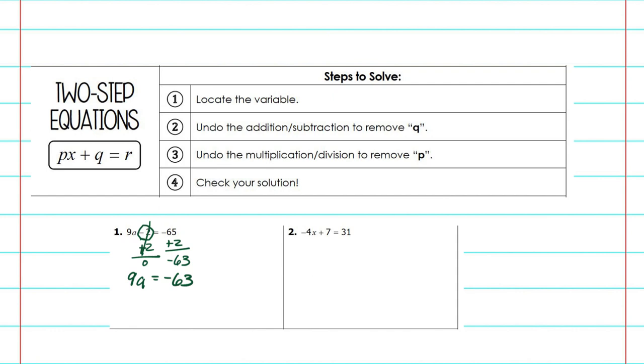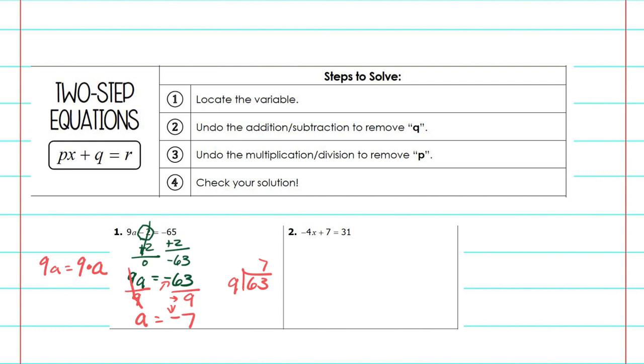Now I need to get a all by itself. 9 is connected to a by multiplication. So remember, if I see something like 9a, it really means 9 times a, okay? So to get a by itself, I'm going to divide both sides by 9, because whatever I do to one side, I must do to the other. That will cancel out. A equals negative 7, because 9 goes into 63 7 times. And since I have one negative and a positive in a division, my answer will be negative.